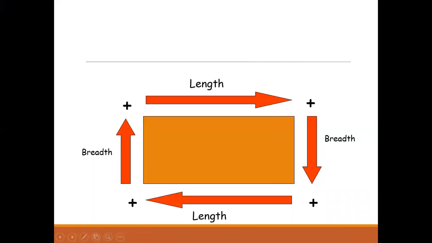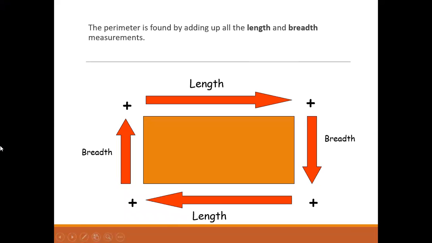Next, coming to the next slide or next question. When a rectangle is given, how to find the perimeter of the rectangle? Wait, I will tell you. Suppose there is a rectangle. This is the length, this is the breadth. Length is, just listen, 5 centimeters. This is 3 centimeters. What is the perimeter? If this question is asked, what will be your answer?